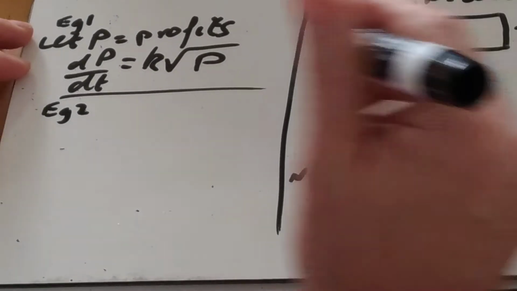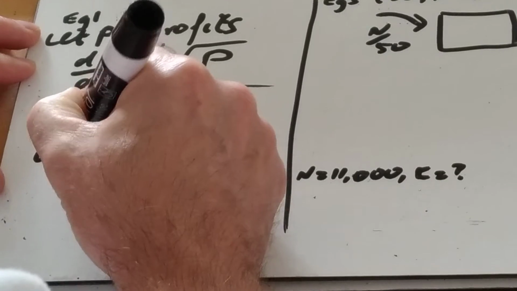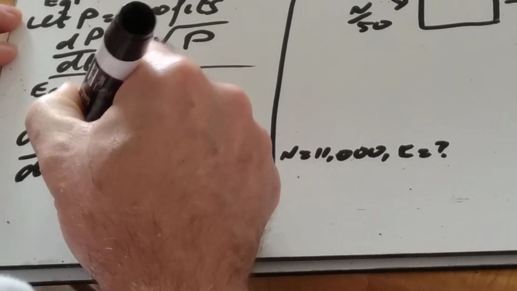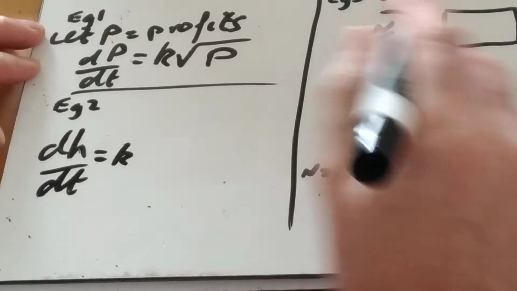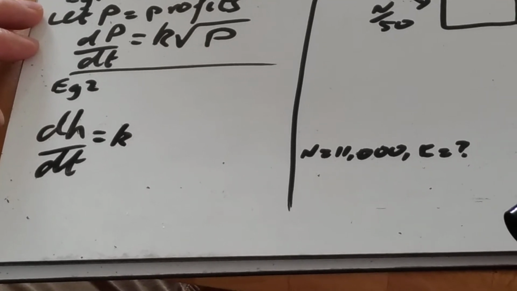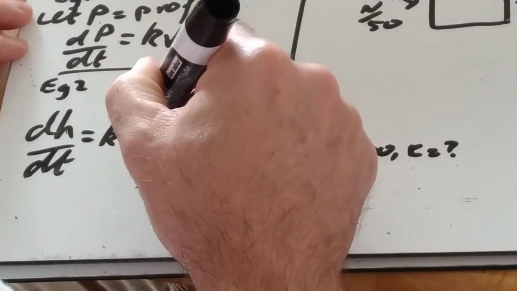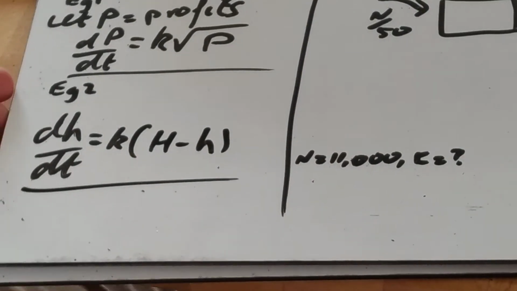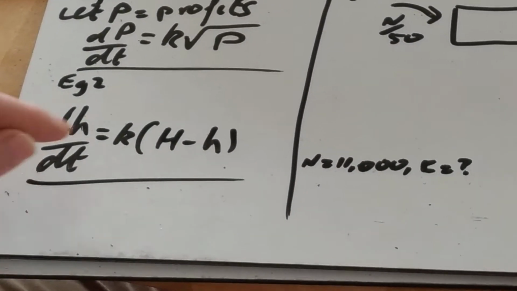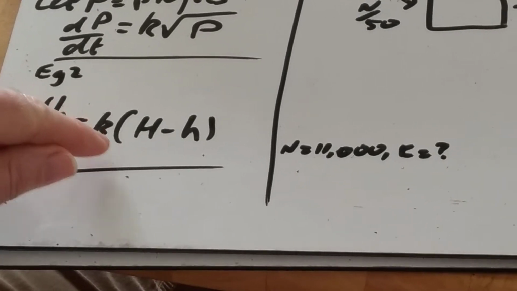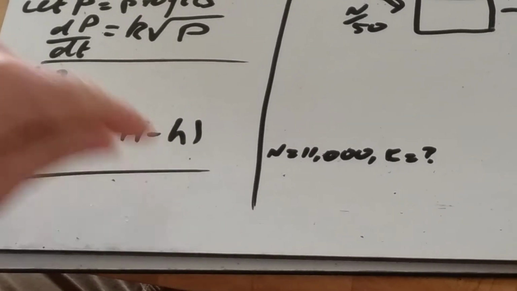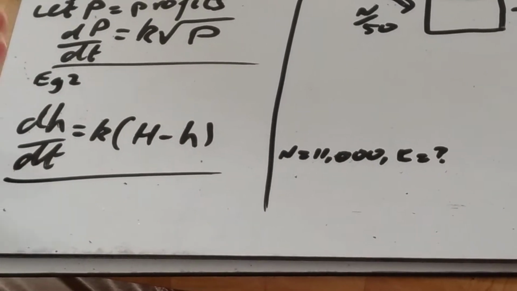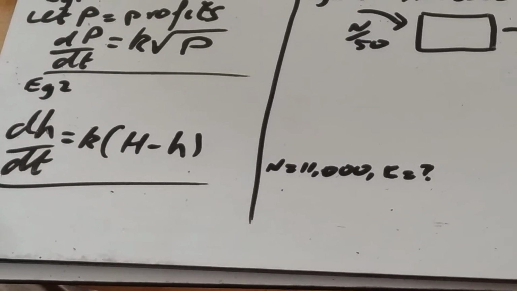So we're going to say that d little h by dt, that's the rate of increase, equals k, and then the difference between its final height and little height, so it's big H minus little h. And that's it. So it's the rate of increase of the height is proportional to the difference between the final height and the initial height. So it's just taking the sentence and turning it to shorthand.